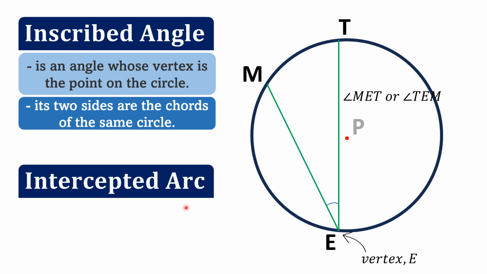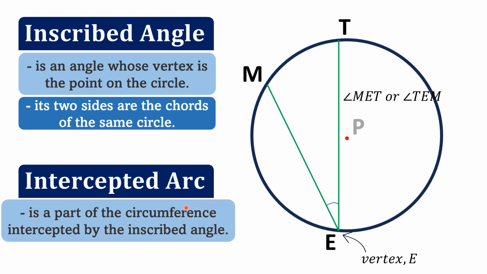Intercepted arc. It is a part of the circumference intercepted by the inscribed angle. In inscribed angle MET, the arc that is intercepted by this angle is arc MT or TM.